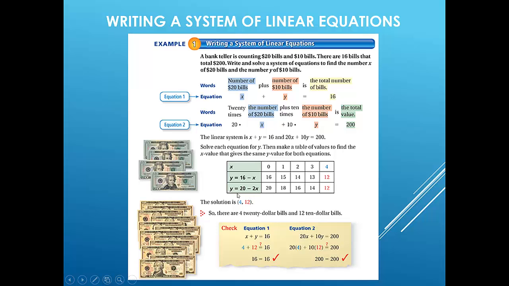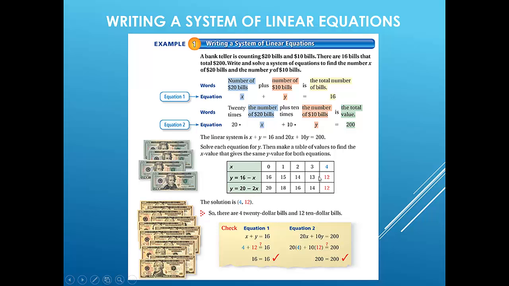Now for our second equation, we're going to put in 0, so 2 times 0 is 0, and 20 minus 0 is 20. Then we'll put in 1, 2 times 1 is 2, and 20 minus 2 is 18. Next we will put in 2. 2 times 2 is 4, and 20 minus 4 is going to be 16. Next we'll put in 3. 2 times 3 is 6, and 20 minus 6 is 14. And then we're going to put in 4. 2 times 4 is 8, and 20 minus 8 is equal to 12.